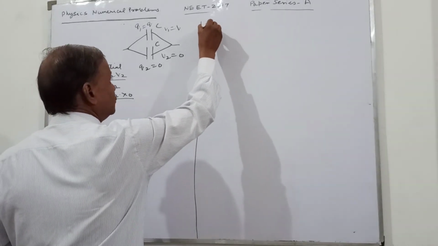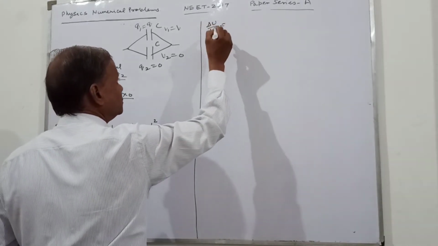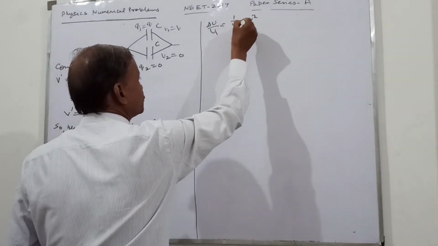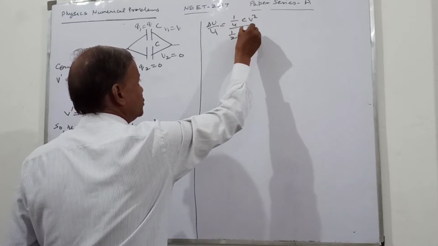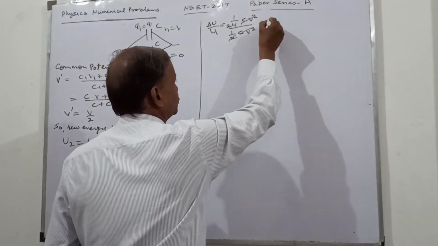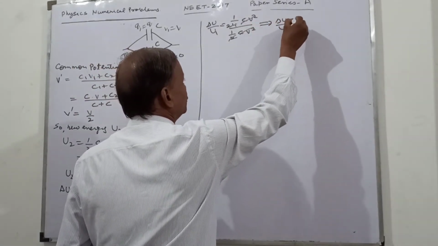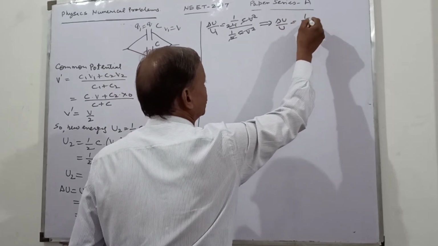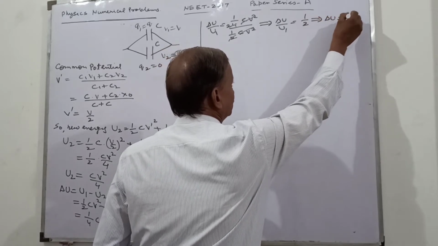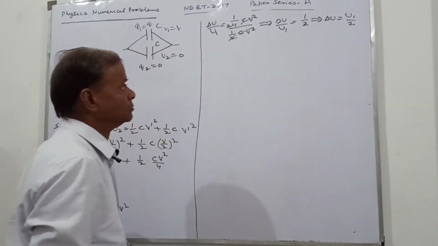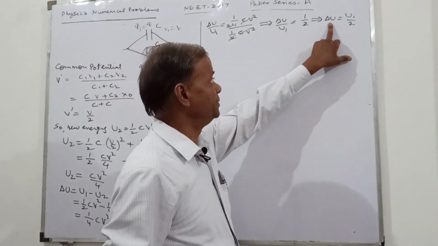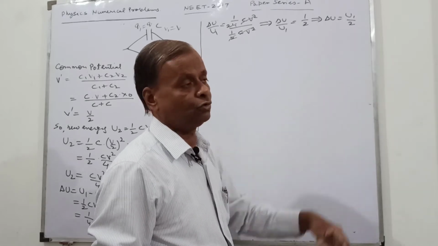Now then delta U upon U1, this is now your 1 by 4 CV square, this is 1 by 2 CV square, this will cancel by 2. So this delta U upon U equal to 1 by 2 U1, or you can have this delta U equal to U1 upon 2. So energy will decrease by a factor of 2.